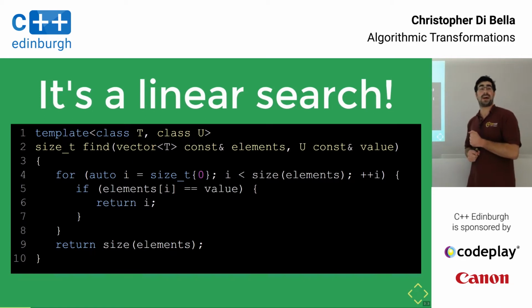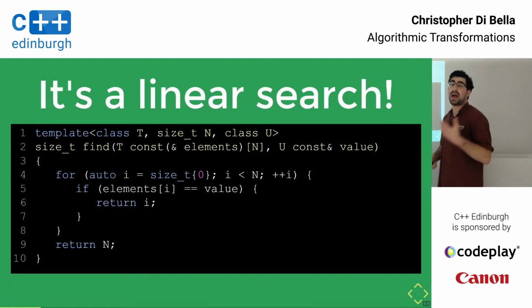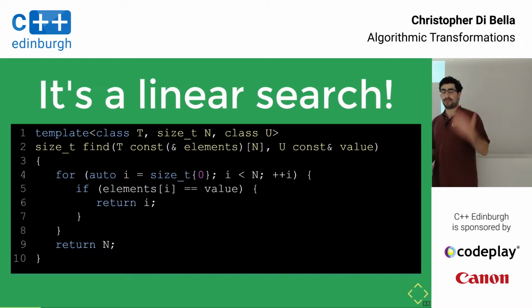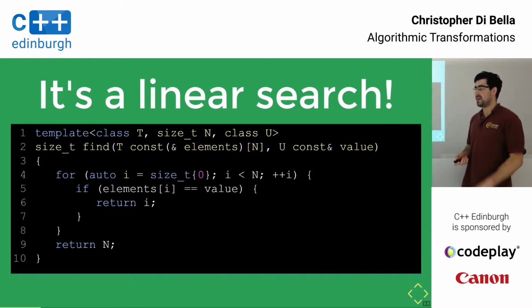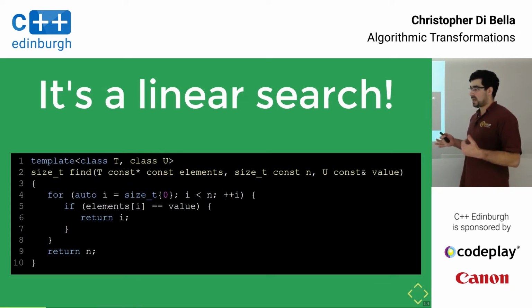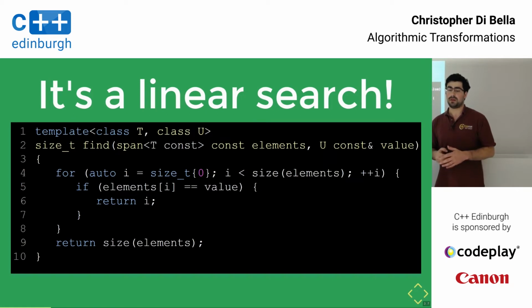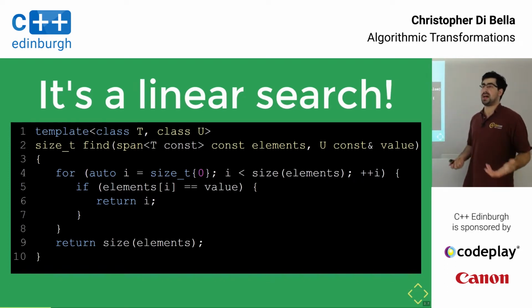And specifically, it's a find for a vector of T. And this is what a find looks like for an array of T and of size N. And this is what it looks like when we have a find for a reference to a C-style array of size N, followed by a pointer to an array of size N. And we can summarize all of this in C++20 using span, because span is a nice convenient way to say I have a contiguous sequence of elements of some size. And so now we just have one nice convenient way to refer to all of them.